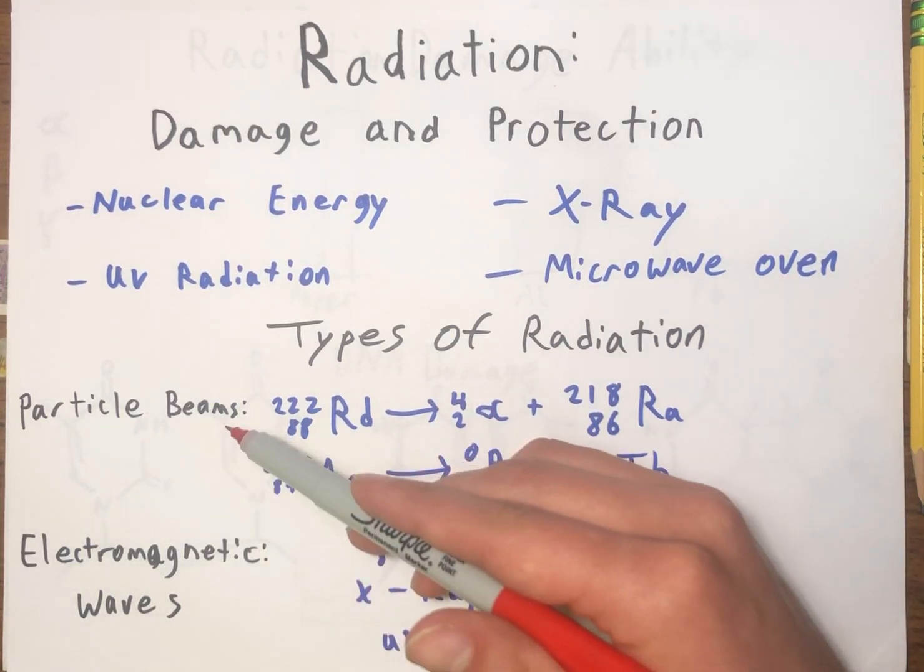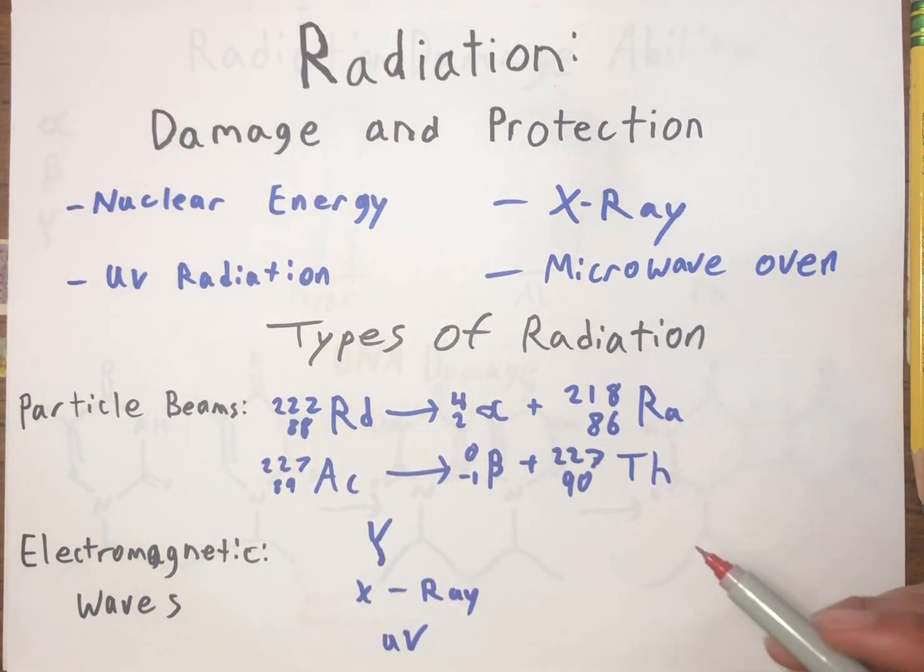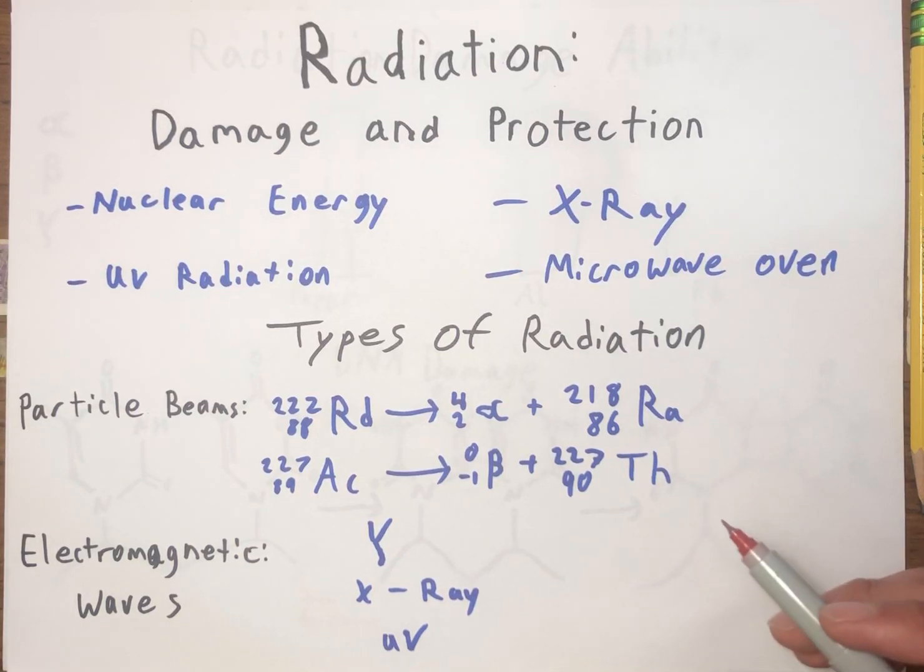Now I have two types of radiation listed here and a couple of examples in each type. We have particle beams, which is radiation in the form of a physical matter providing the energy. For example, when atoms are unstable, they will often undergo a type of particle beam radiation to fall into a more stable state, often changing the identity of the atom.